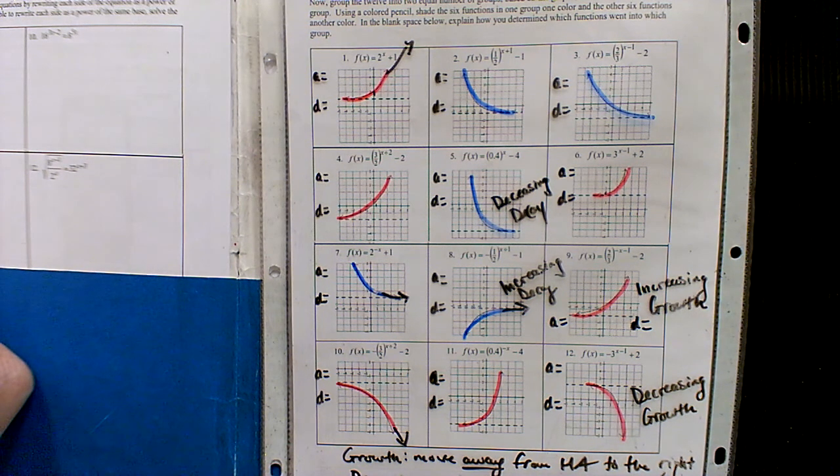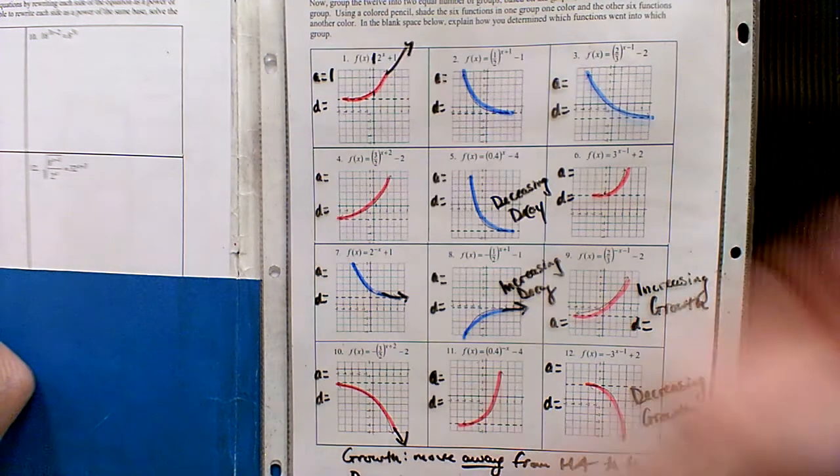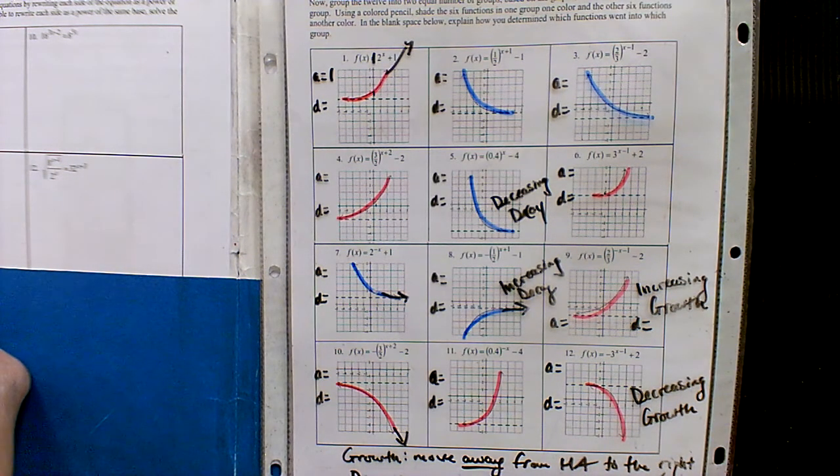If we look at number 1, our leading coefficient would be 1, the number in front of the base of 2, and then our constant number is the plus 1 on the end. All right, so go through all the different graphs, label the A and the D, and then we're going to try to find a pattern between the A value, the D value, and how it relates to the graph.